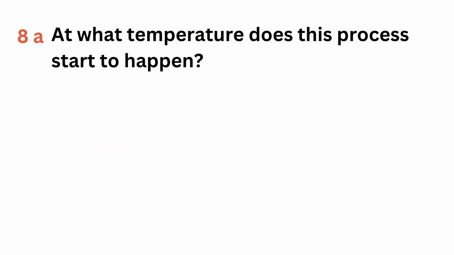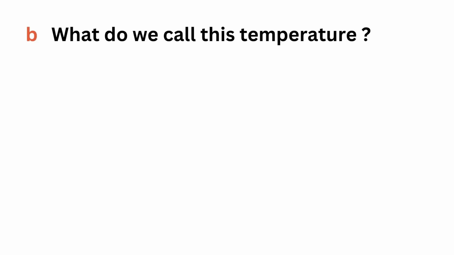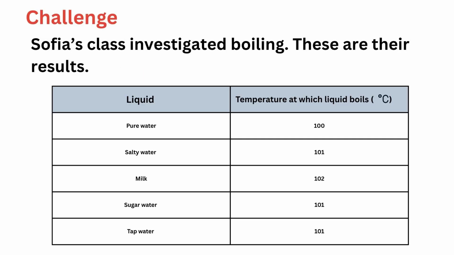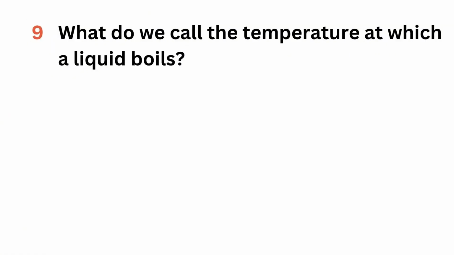Question 8a. At what temperature does this process start to happen? 0 degrees Celsius. Question B. What do we call this temperature? Melting point. Challenge. Sophia's class investigated boiling. These are their results. Question 9. What do we call the temperature at which a liquid boils? Boiling point.